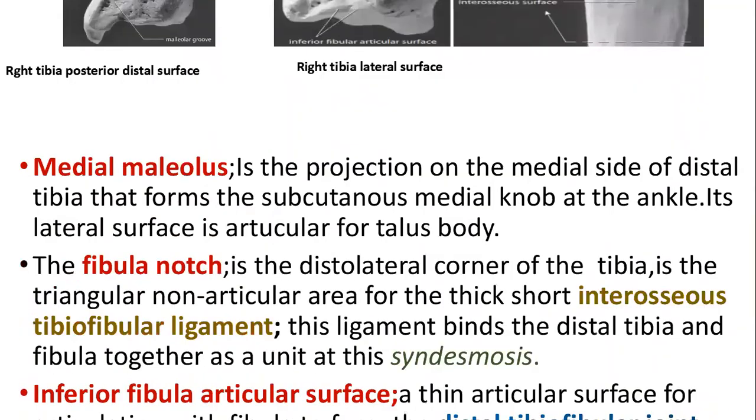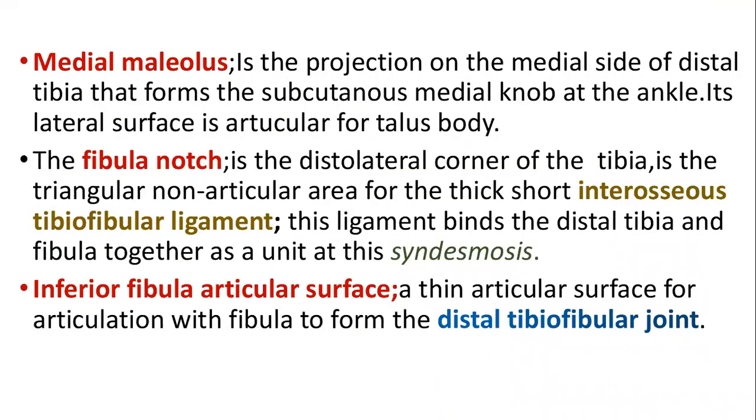So the medial malleolus is the projection on the medial side of the distal tibia that forms the subcutaneous medial knob at the ankle. Its lateral surface is articular for the talus body. So the medial malleolus is one which can be felt at the medial aspect of our ankle as something like a raised part, and that's what I'm referring to as the medial malleolus. So, okay, let's move ahead.